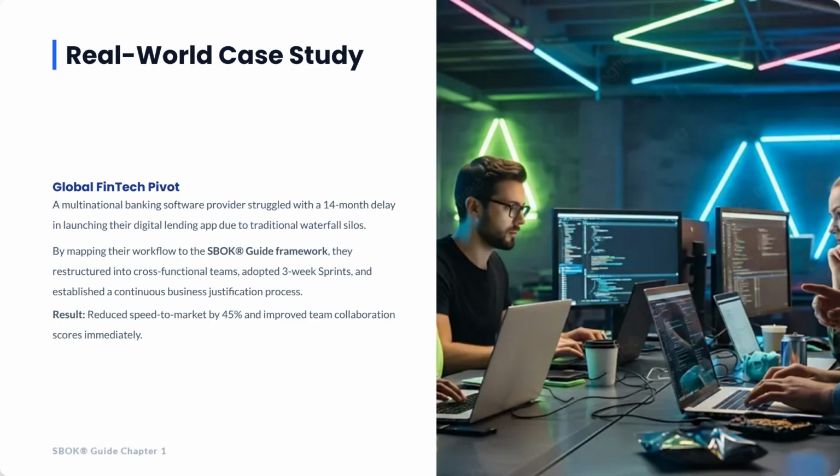Let's put all this into perspective with a real-world case study. A global financial technology provider was struggling to launch their digital lending application. They were operating in traditional waterfall silos, and after 14 long months, they still had not shipped a single line of working code to real users. Realizing they were losing market share, they mapped their entire operational workflow directly to the SBOK guide framework.